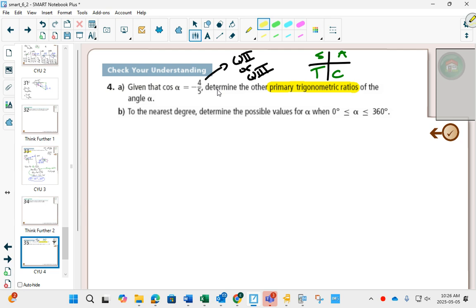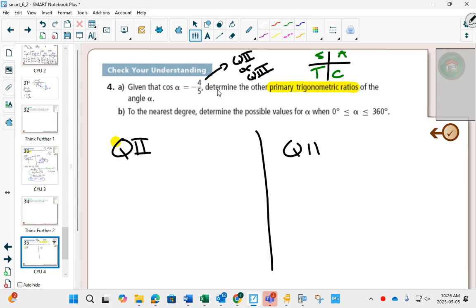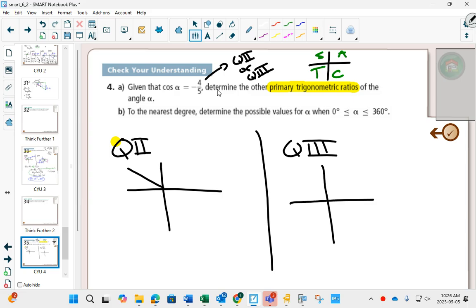So, if I know it's in quadrant 2 or in quadrant 3, I'm going to split it up. I'm going to draw a picture of an angle in quadrant 2. I'm going to draw my 4 quadrants, an angle in quadrant 3. I'm going to label a reference angle back to the nearest x-axis on both of them, and I can make a triangle with that reference angle.